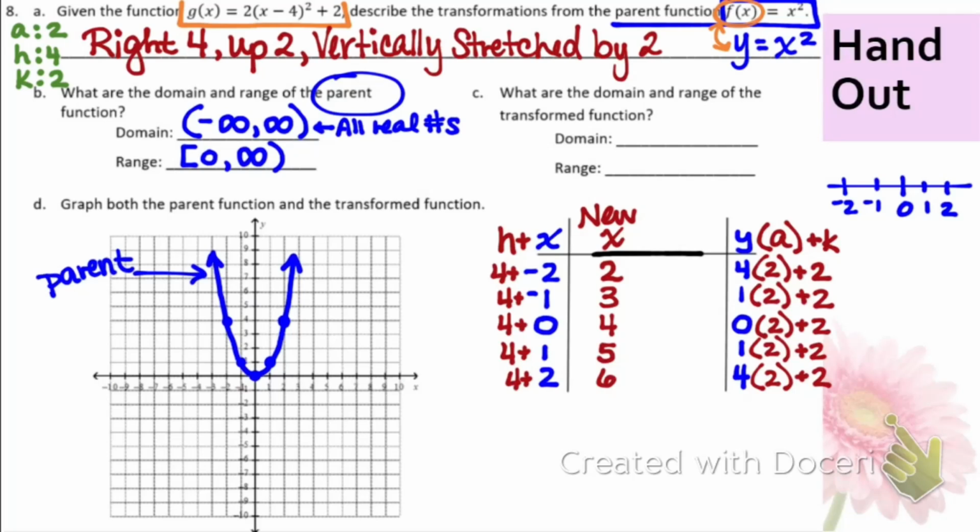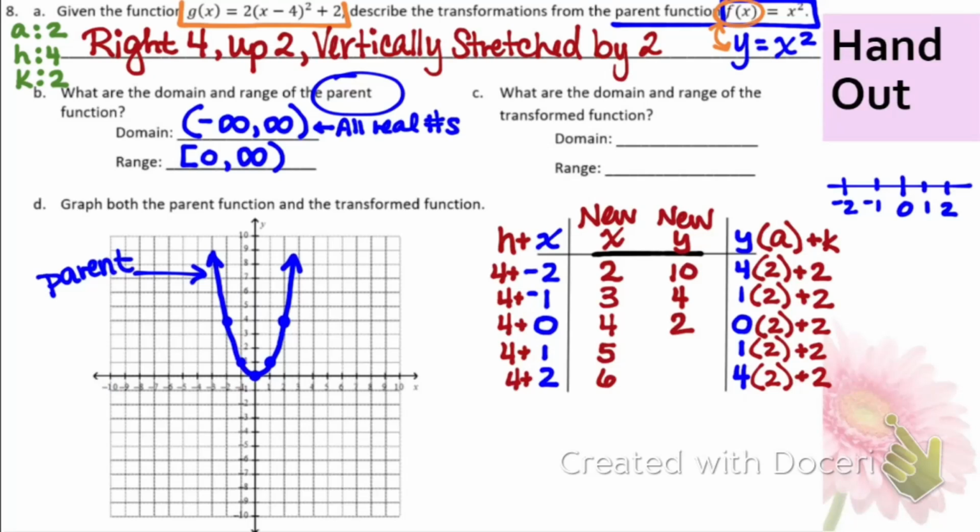Go ahead and clip it up. So let's write down our new y's. We're going to do these operations right here, and we're going to see what we get. So first I do 4 times 2. What's 4 times 2? 8. Plus 2. 10. 1 times 2. 2. Plus 2. 4. 0 times 2. Plus 2. 2.